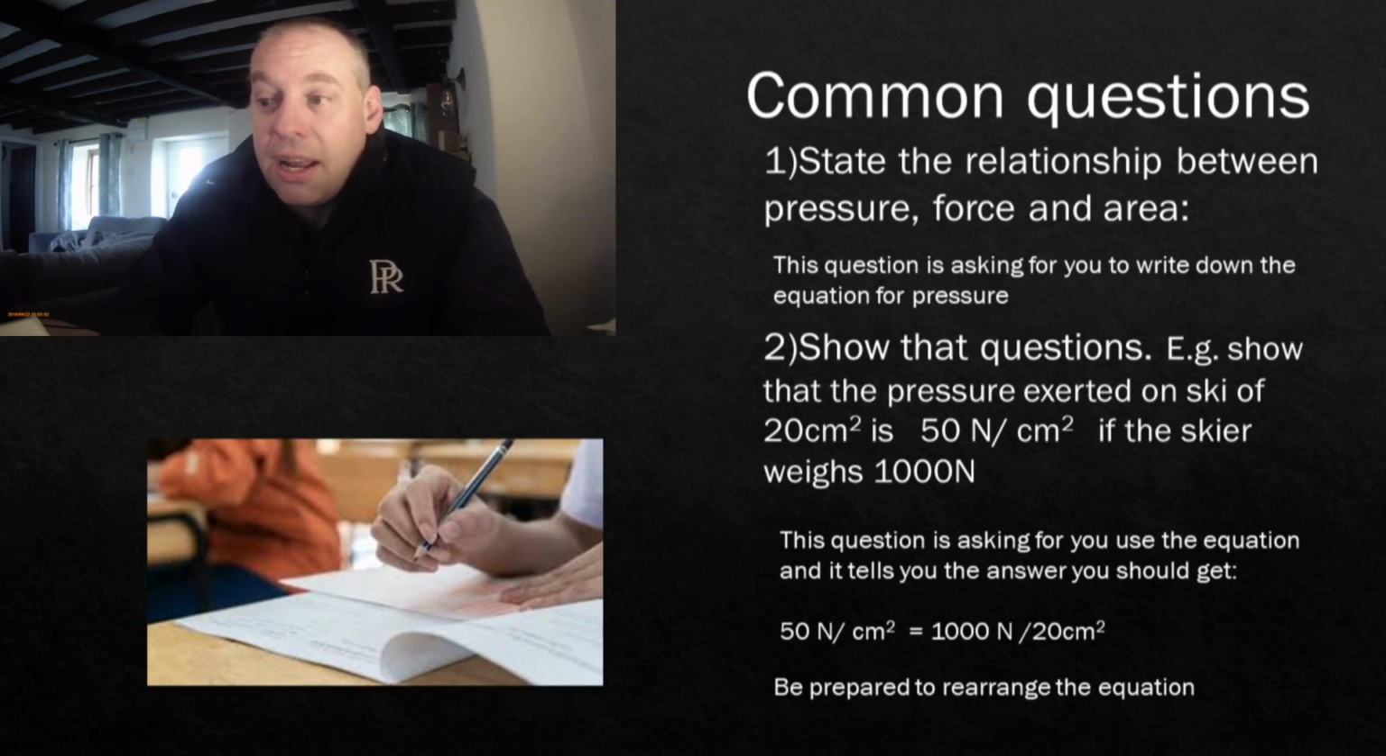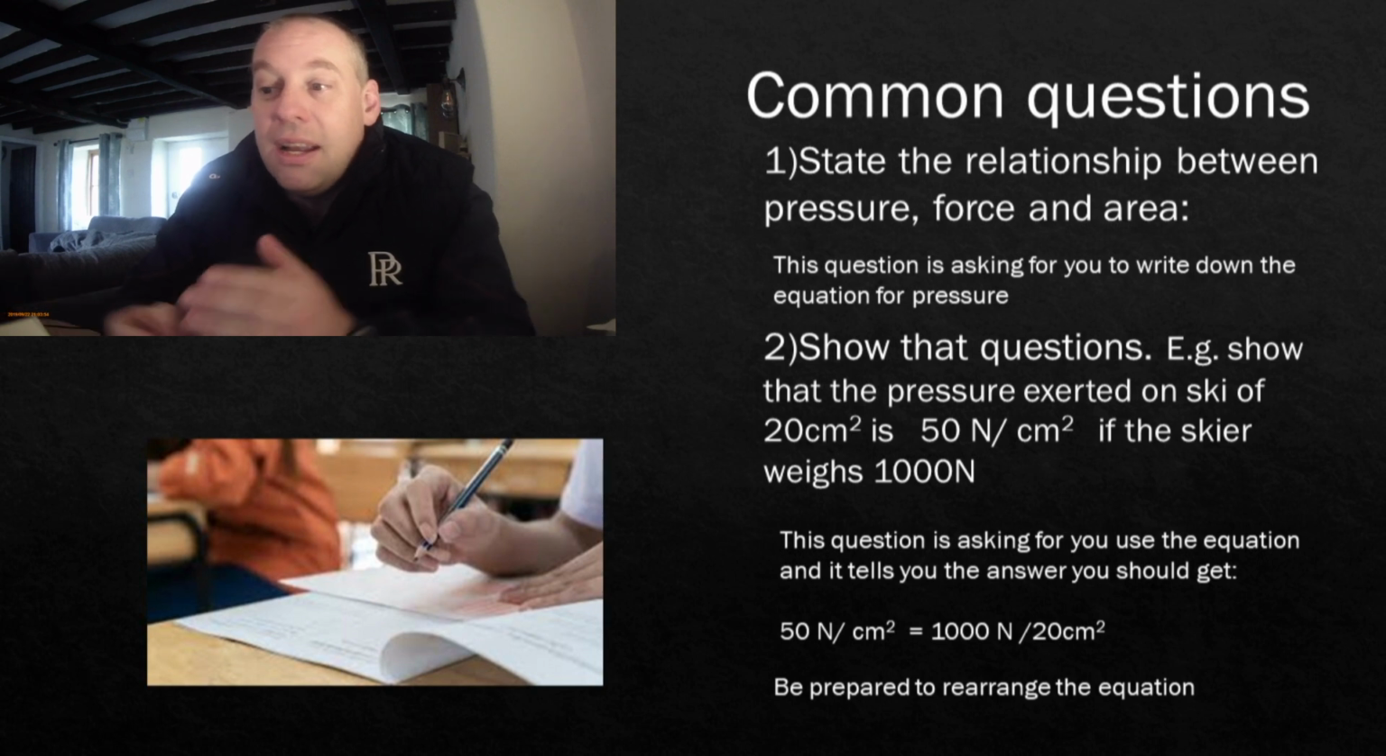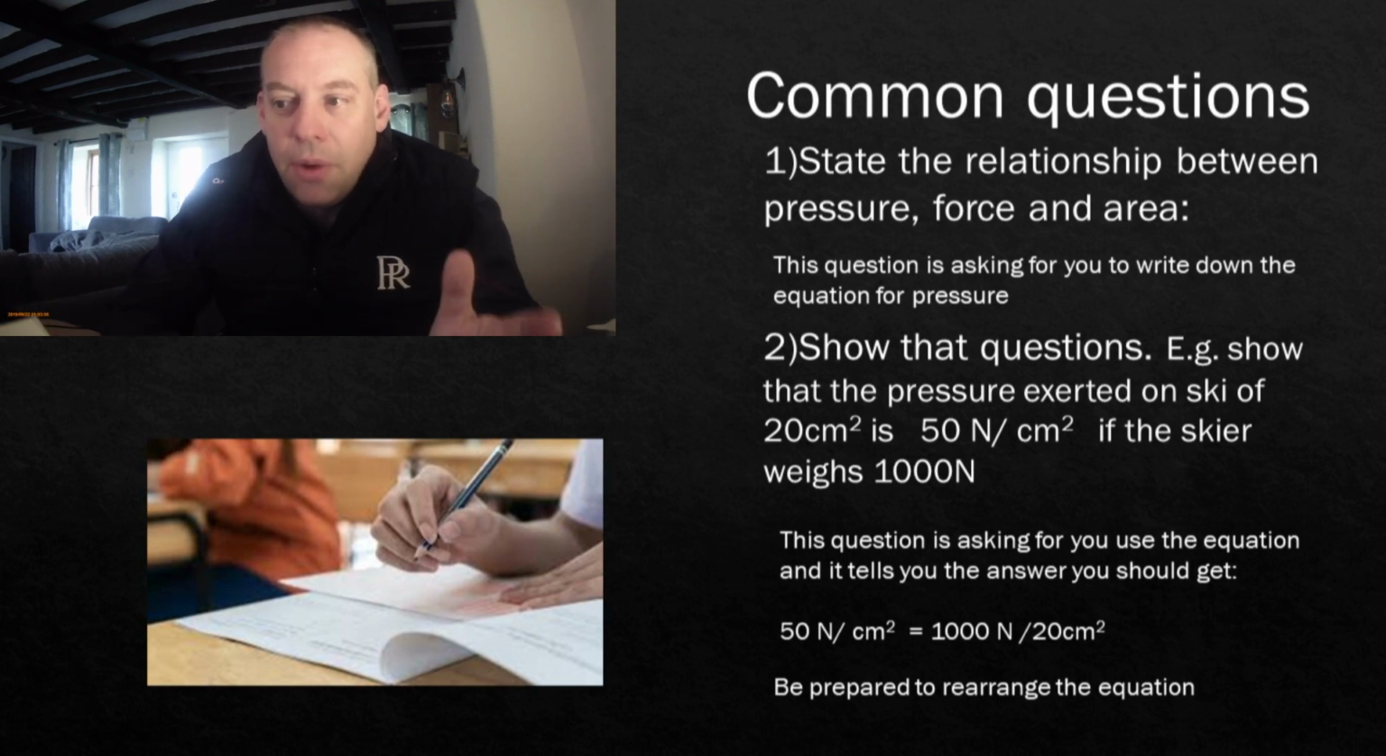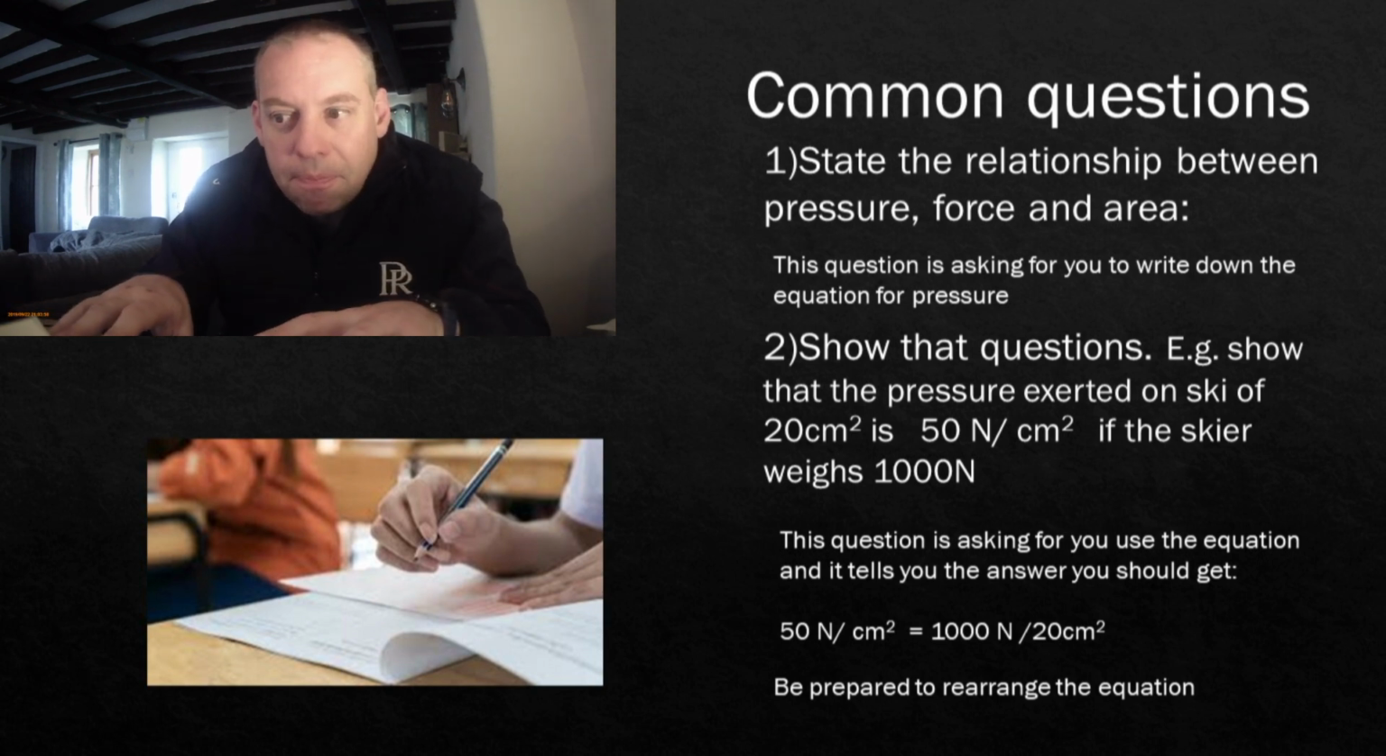So if I do that in the calculator, 1,000 divided by 20 centimetres does equal 50. And so it shows that that is there.